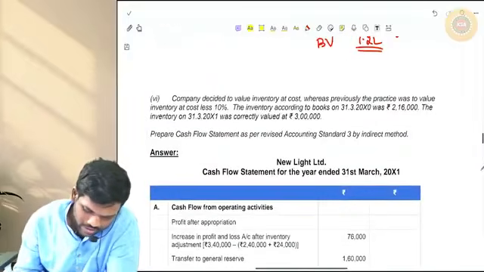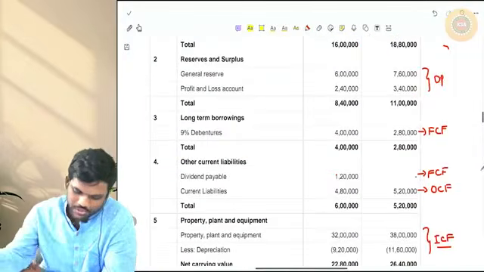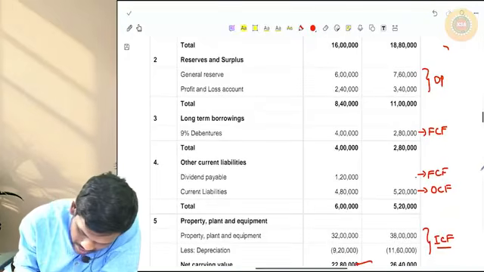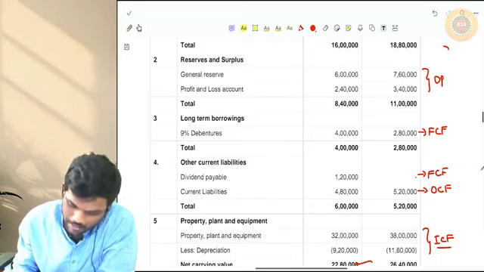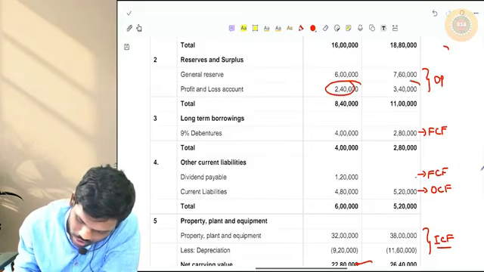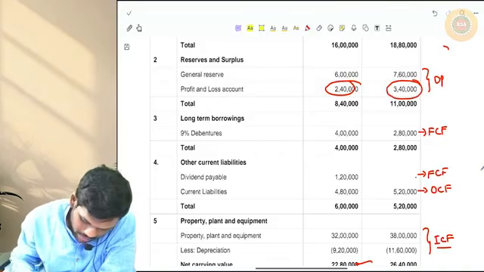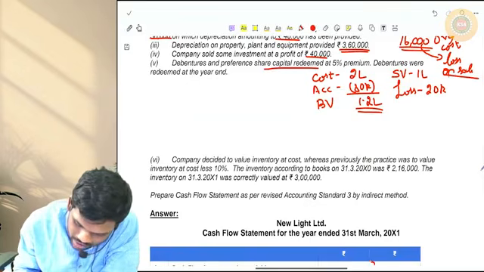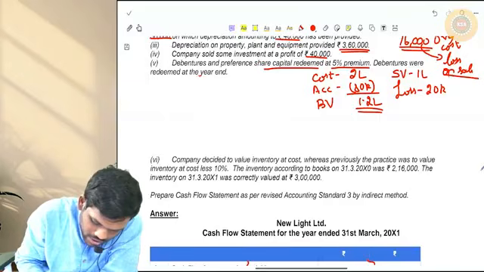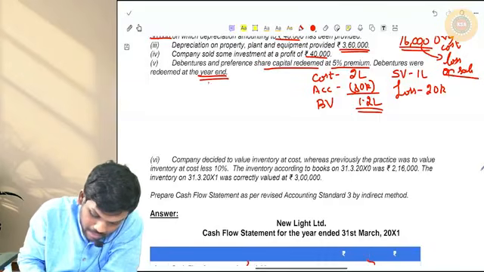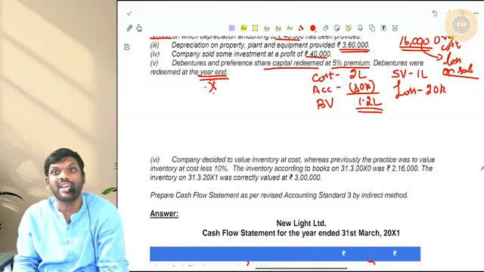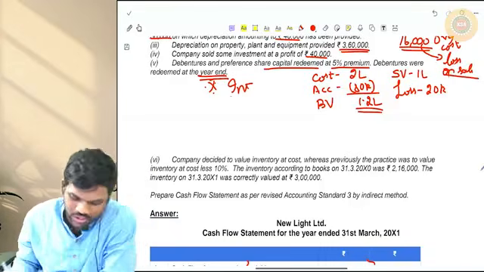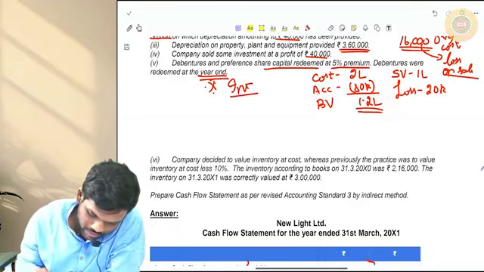Okay, now let's start on with cash flow. First, if you see, they have given me the P&L. Opening balance, guys, first column is opening balance. We have seen the dates above. Opening balance 2,40,000, closing balance 3,40,000. Oh, sorry. Before that, there are two more adjustments. Debentures and preference share capital redeemed at 5% premium. Debentures were redeemed at the year end. This is important. Redemption of debentures happened at year end. That means whatever debentures you have redeemed, to them also you have to give interest. Okay, remember that.